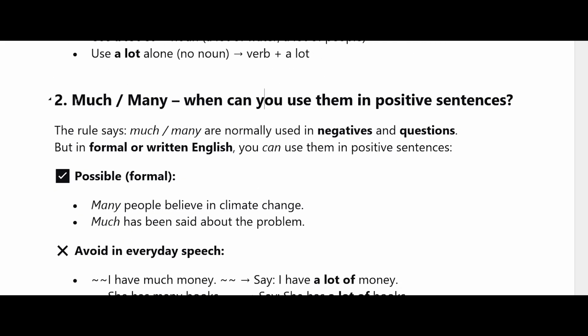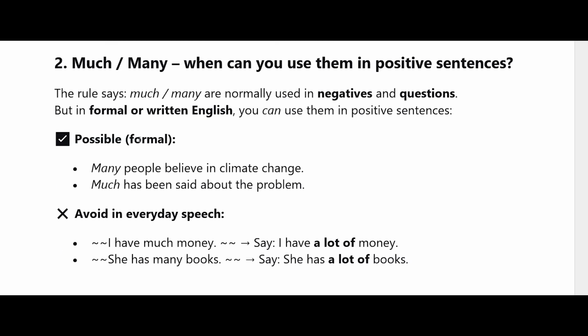Next is much and many. When can you use them in positive sentences? The rule says much, many are normally used in negatives and questions, but in formal or written English you can use them in positive sentences. Possible, kind of formal: many people believe in climate change, or much has been said about the problem.